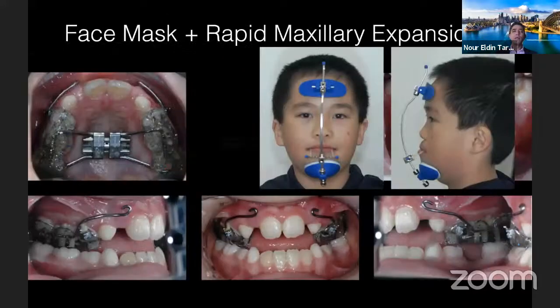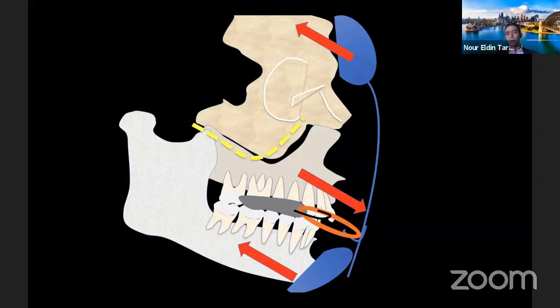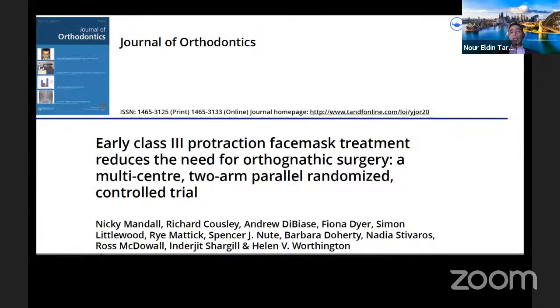And for a very long time, it seems that the face mask, when combined with maxillary expansion, was the go-to method. And even though the results with the face mask are reasonably good, because what you're doing is trying to restrain the growth of the mandible, while at the same time stimulating the maxillary sutural growth to come downwards and forwards, there is enough literature now to say that early protraction with the face mask is really very important for us to consider, because it can reduce the need for orthognathic surgery.